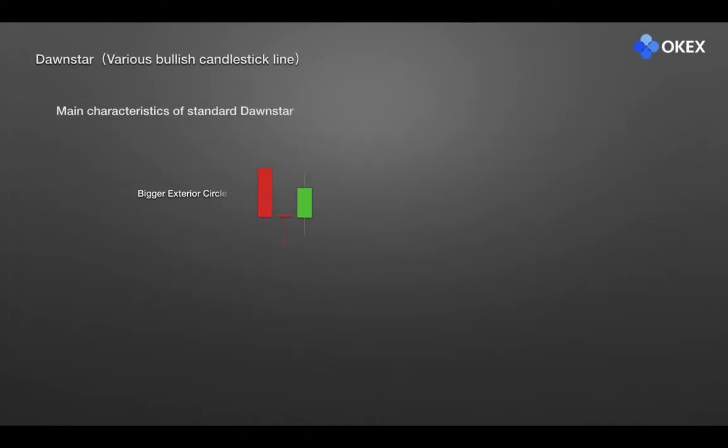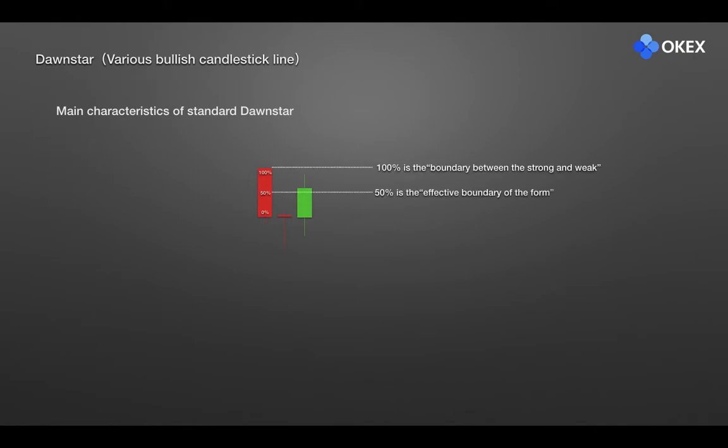A standard dawn star consists of 3 candlestick lines. The red line on the left is called the exterior circle, and the middle candle is a doji. It looks like a plus sign, located below the exterior circle. And the green line is a long inner circle. Here's the thing: whether it is a dawn star or not depends on the length of the third circle, and the closing price of the inner circle is a key indicator. It must reach 50% of the body of the first line.